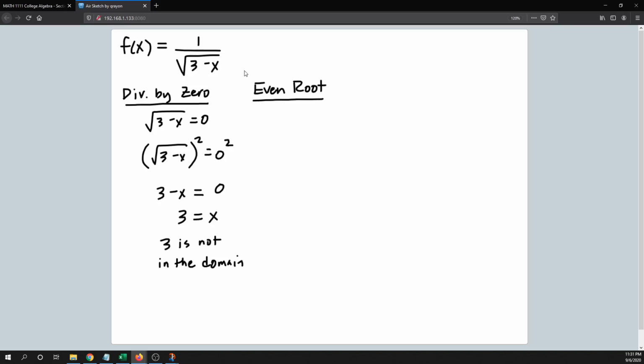All right, so I ask myself, hey, does this have any even roots in it? Does it have a square root, a fourth root, a sixth root, an eighth root, and so on and so forth? The answer is absolutely it does. There's one right here.